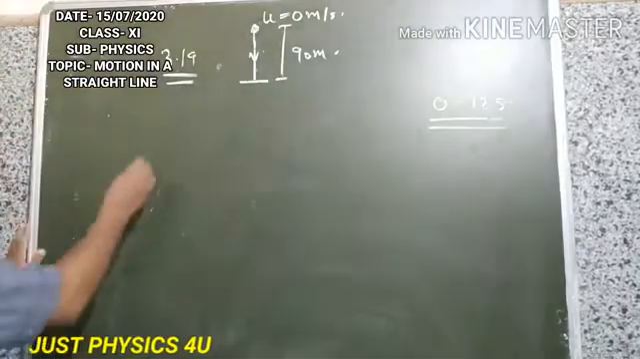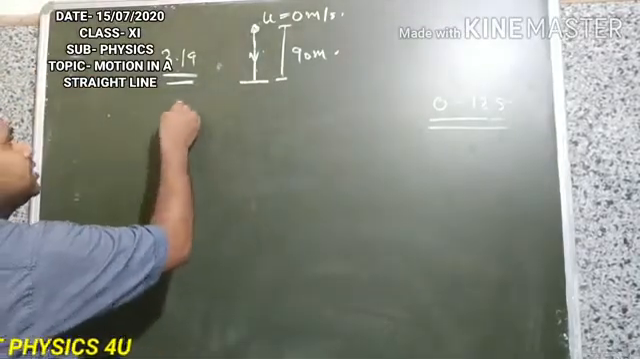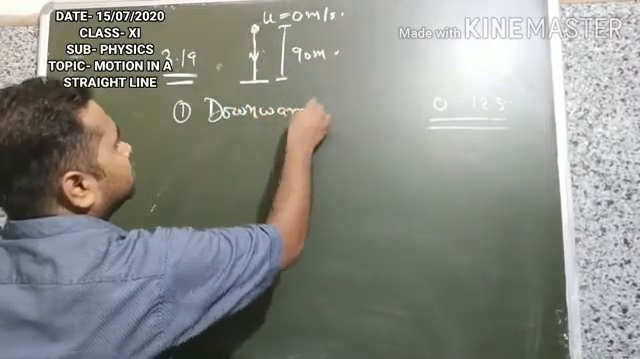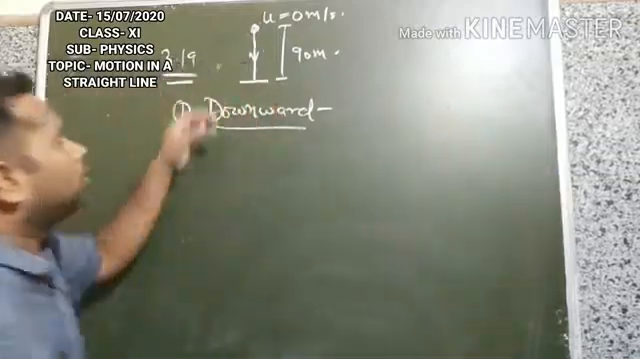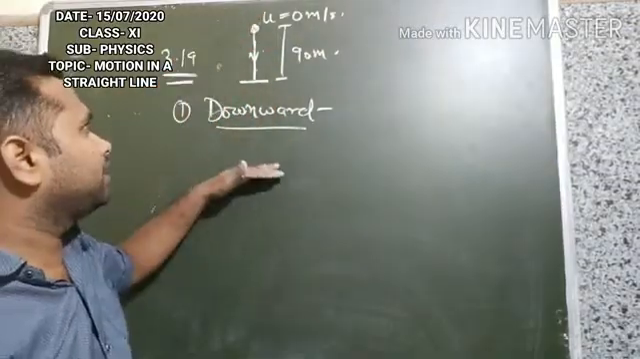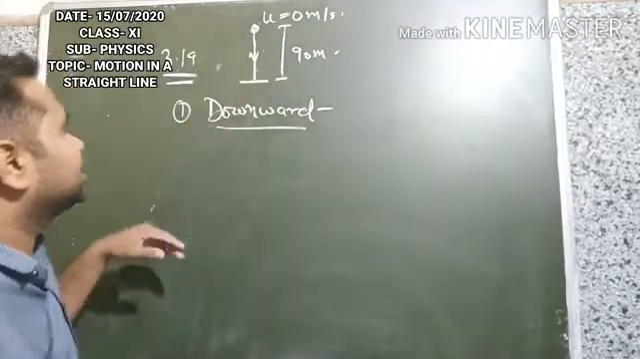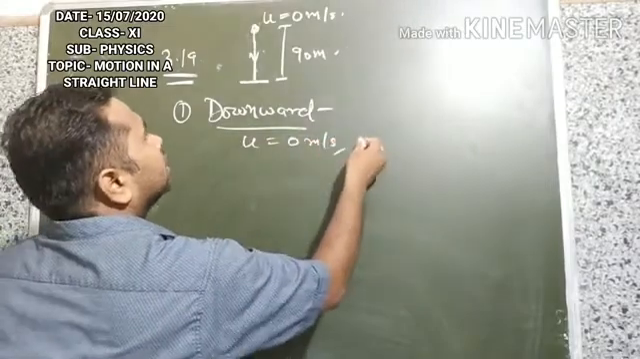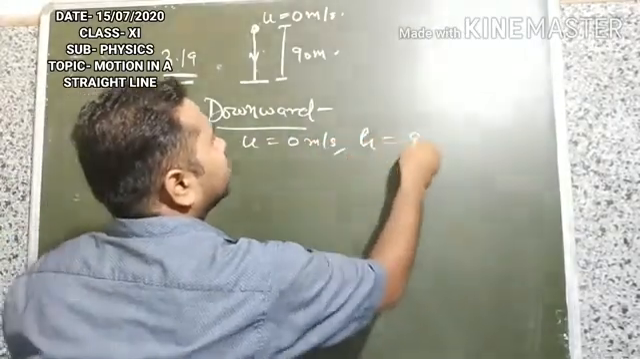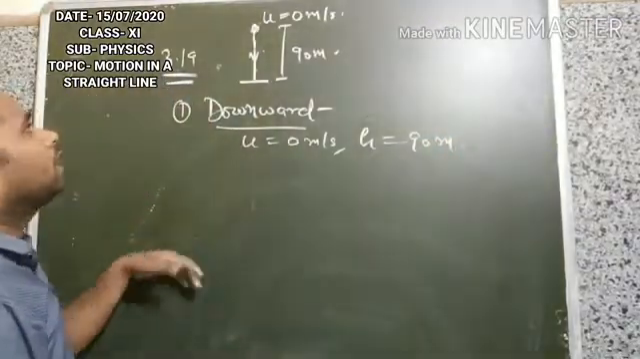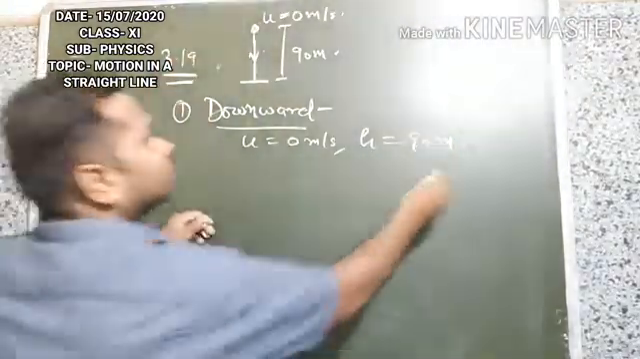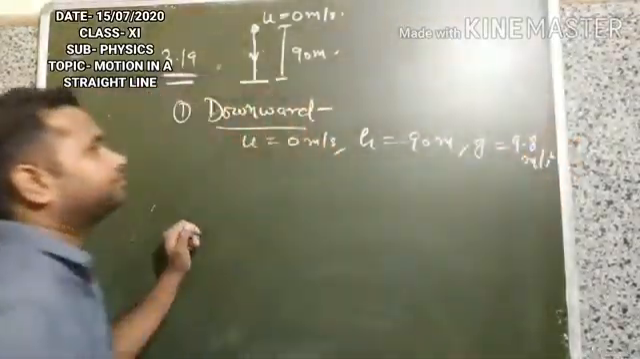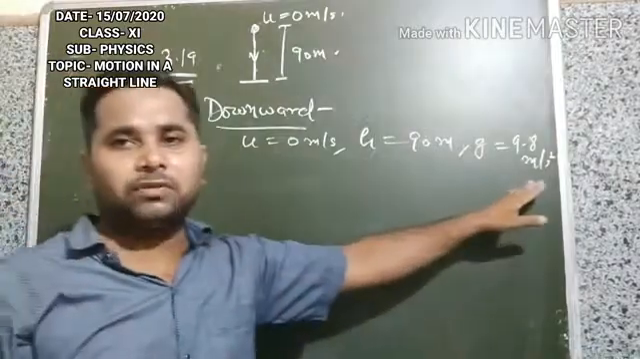Let's see here. The first part of the motion is vertically downward. When the ball is dropped from the height, it comes under gravity, vertically downward. So let's analyze this motion. u is 0, height h is 90 meter, and g, suppose we are taking here 9.8 meter per second square. You can use g equals 10 meter per second square also.